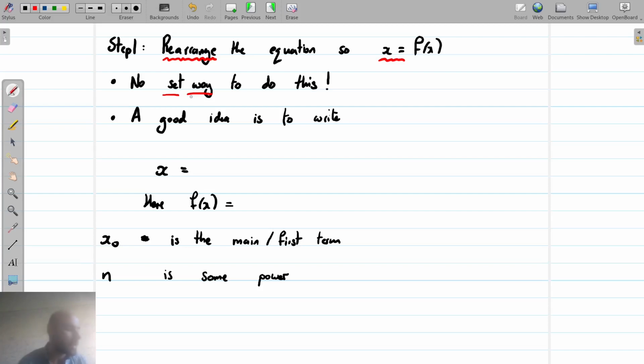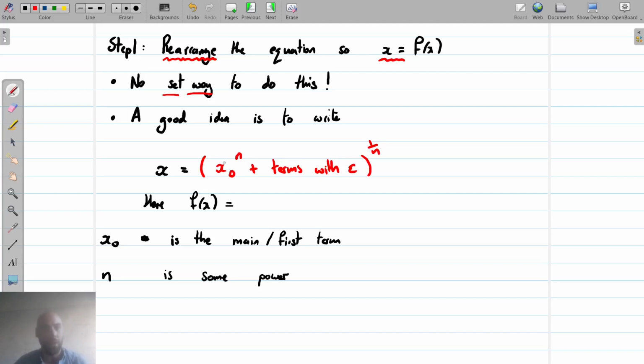However, there is a good way to try and solve it, or a way to aim for. And a good idea with a problem is to try and write x as being equal to x0 to some power of n plus terms with epsilon raised to the power of 1 over n. Okay, so what's going on here?